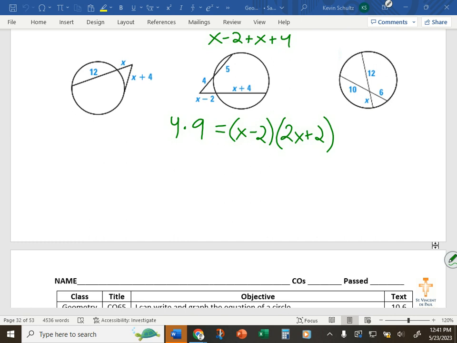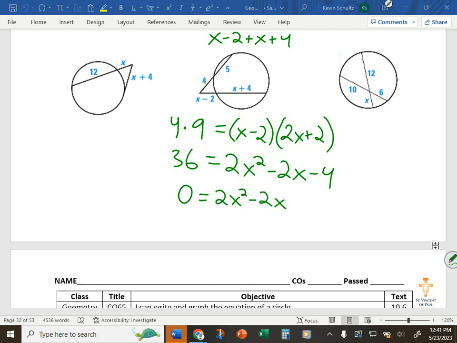So, simplify. We've got 3 minutes left, so let's write it down. 4 times 9 is 36. Foiling, crab clawing, boxing here. We get 2x squared. Negative 4x plus 2x is negative 2x. Negative 2 times 2 is negative 4. We can't factor or use the quadratic formula until we get it equal to 0. So when you move that 36 over to the other side, you're going to have to subtract it. Negative 4 minus 36 is negative 40.